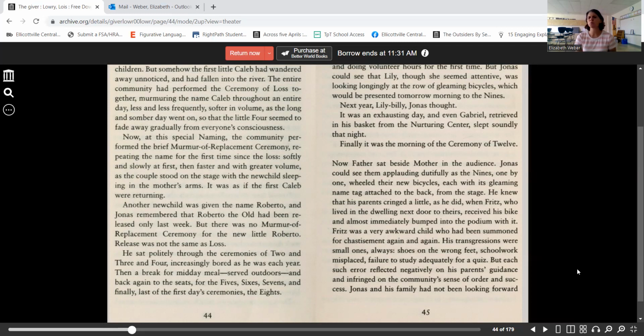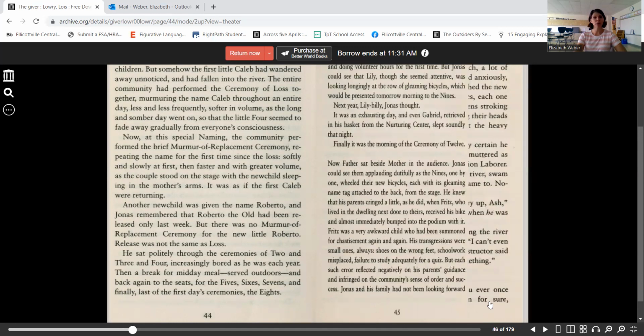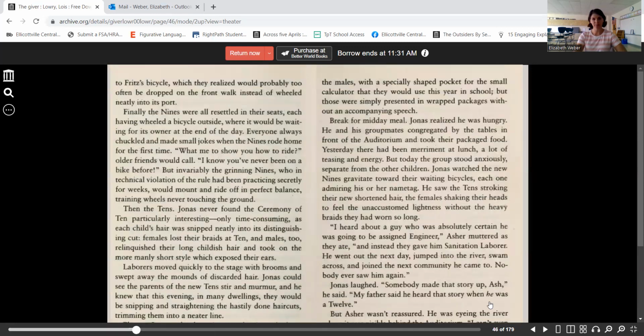His transgressions were small ones, always. Shoes on the wrong feet, schoolwork misplaced, failure to study adequately for a quiz. But each such error reflected negatively on his parents' guidance and infringed on the community's sense of order and success. Jonas and his family had not been looking forward to Fritz's bicycle, which they realized would probably too often be dropped on the front walk instead of wheeled neatly into its port.